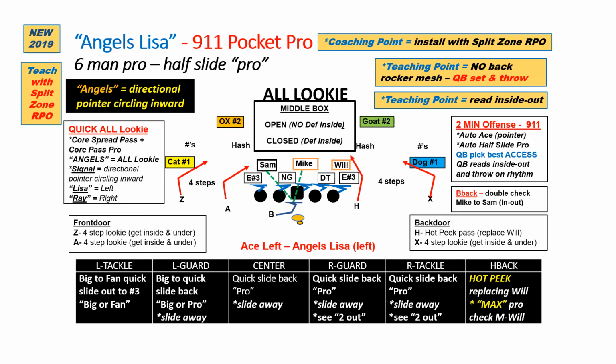The receivers are all going to run our 4-step lookies, which are just quick slants, and the quarterback simply reads inside out the defender over that number 2 receiver. He can pick, again, looking where he's got the best access, meaning the best opportunities to throw, and pick a side and go with it. Angels, Lisa.